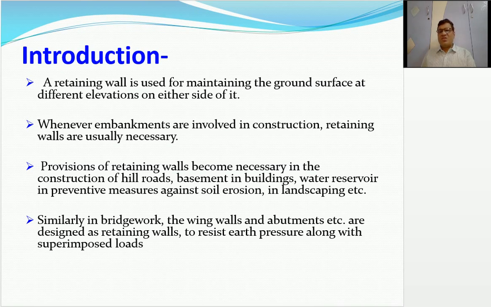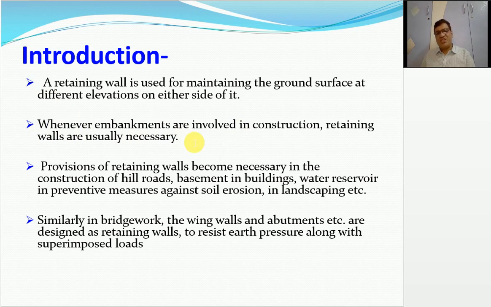Well, so what is retaining wall? Retaining wall is used for maintaining the ground surfaces at different elevations on either side of it. That means to maintain the profile of the soil, retaining walls are provided. Whenever embankments are involved in construction, retaining walls are usually necessary.